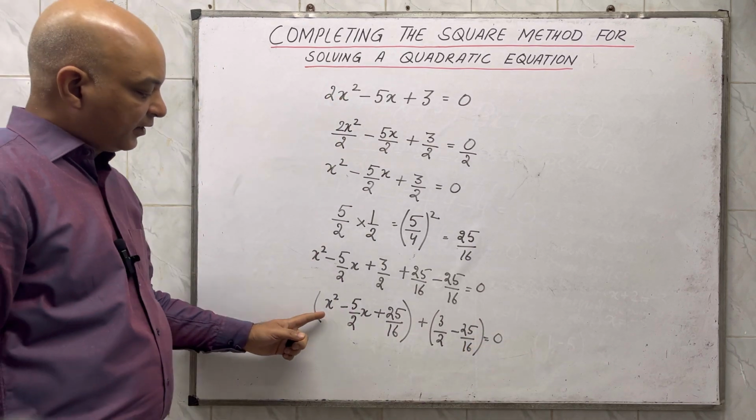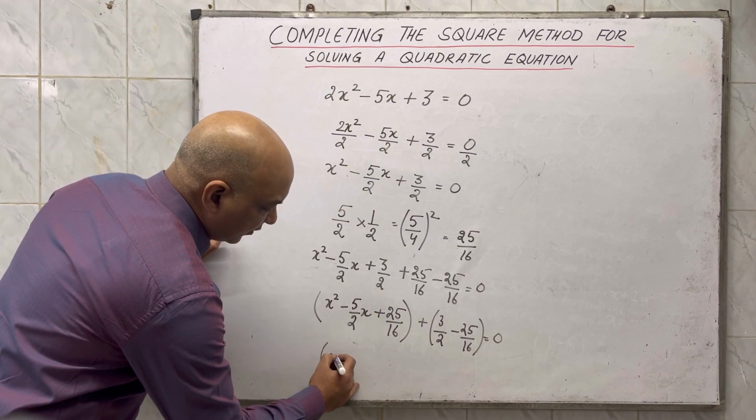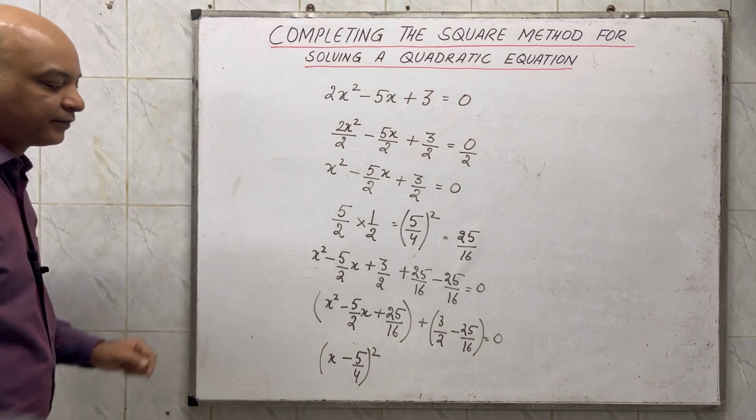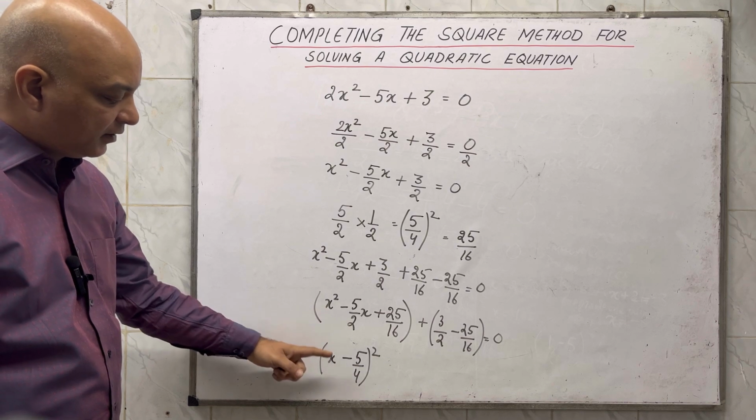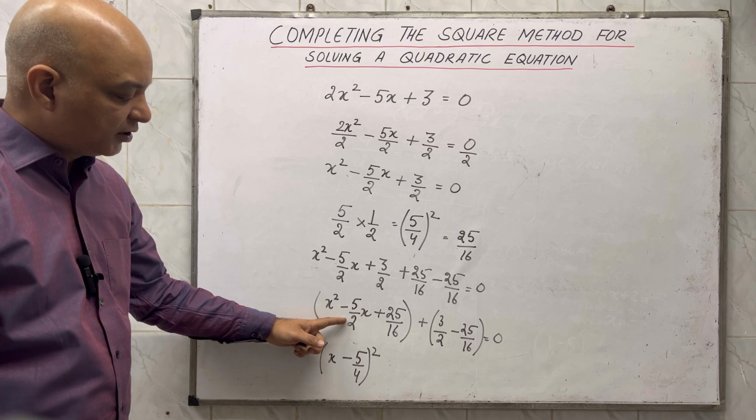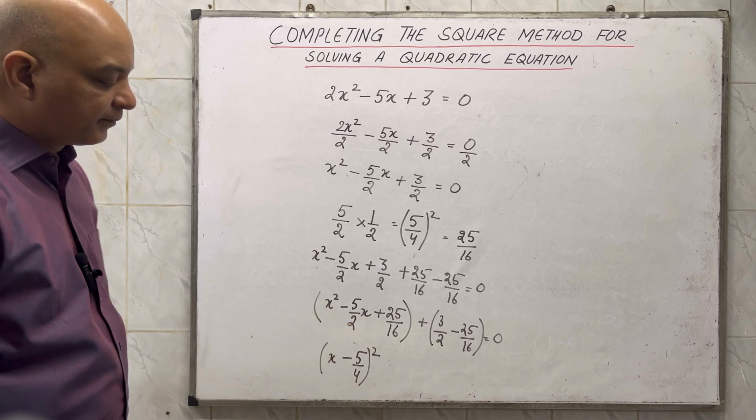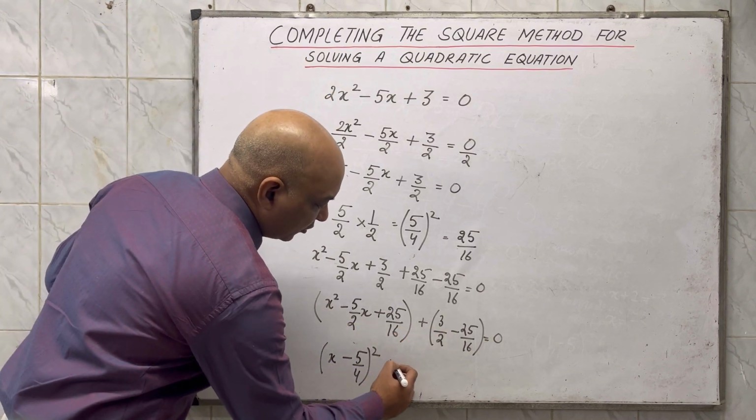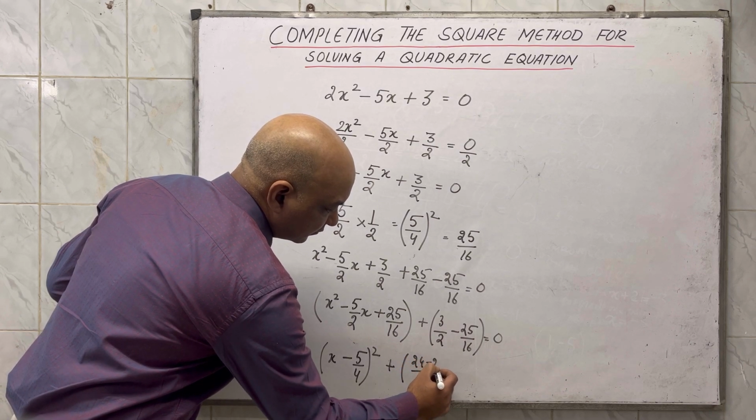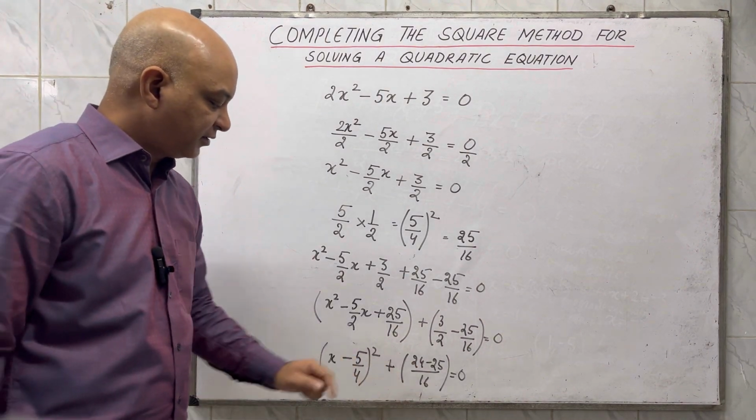So as you can see, this becomes a complete square of (x - 5/4). So this is a², this is b², and this is going to be 2 into a into b, 2 into x into 5/4. And this, upon solving, is going to give me -1/16.